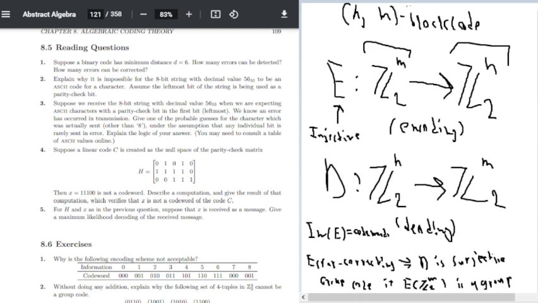Reading questions. Okay, let me clear the whiteboard in preparation for this.